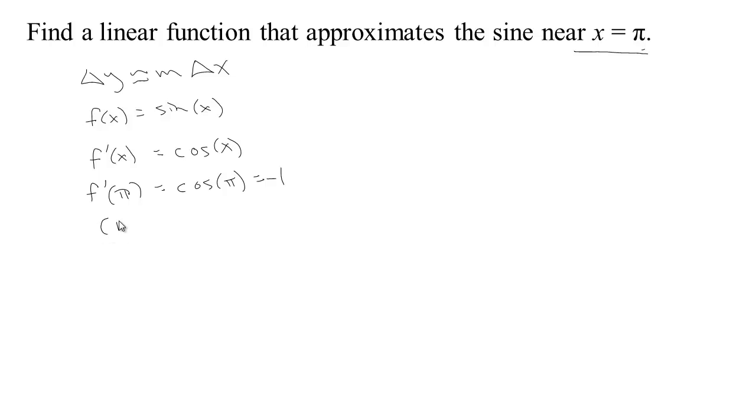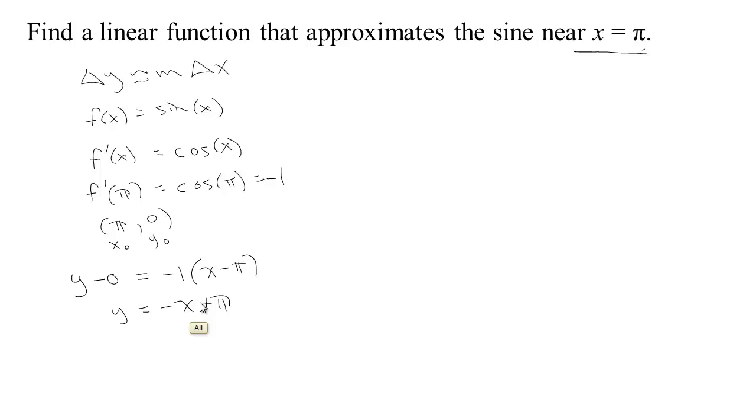We also need a point on the line. We know that when you plug in pi, the sine of pi is 0. So this gives me my x naught and my y naught. So the change in y, that would be y minus its initial value, is equal to the slope, which is -1, times x minus its initial value. So we get this linear function, y equals -x, and -1 times -pi would make plus pi. There's the linearization that works near x equals pi.